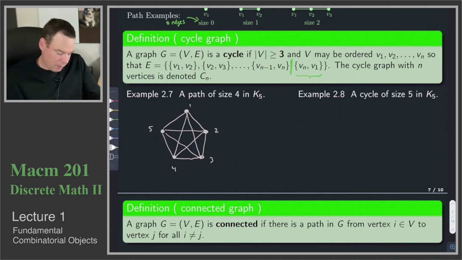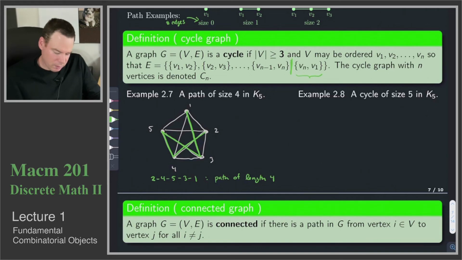Now we want to find a path of size 4. So for example, a path of size 4 could be something like 2 to 4, 4 to 5, 5 to 3, 3 to 1. So we went 2, 4, 5, 3, 1. And that's a path of size, or length, 4.